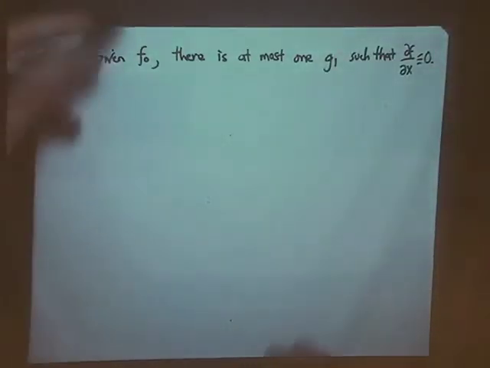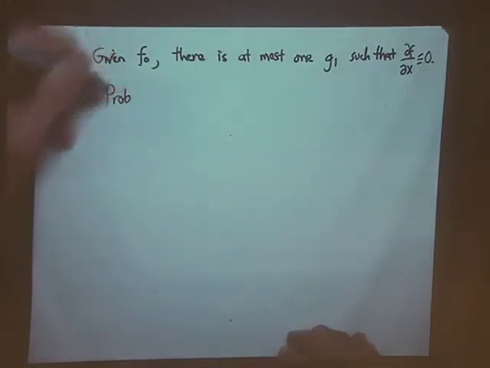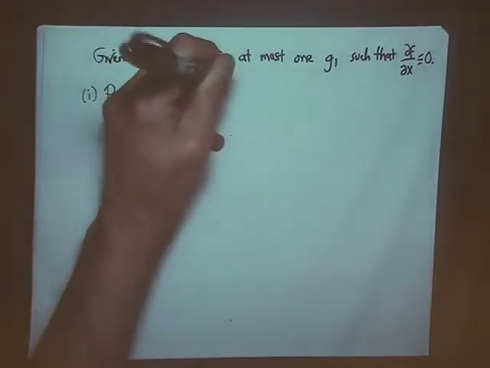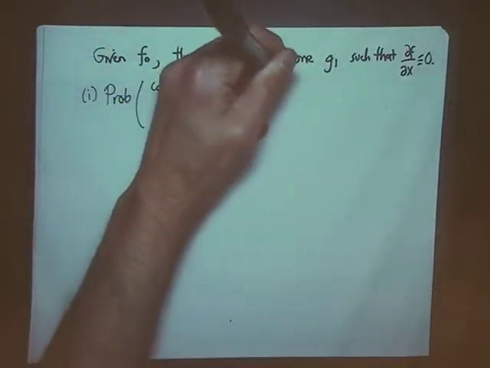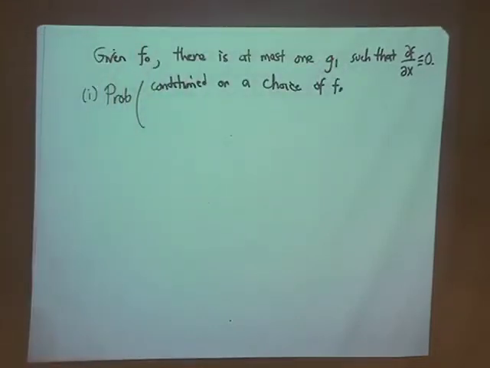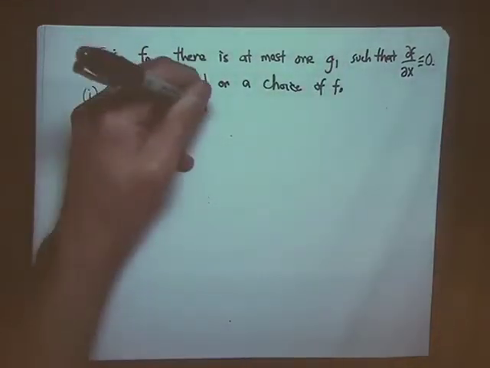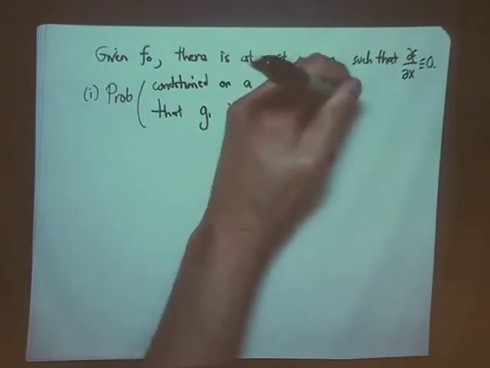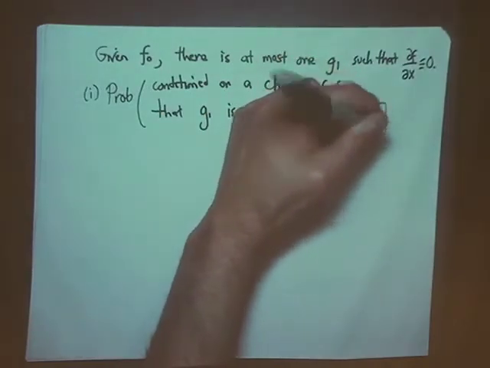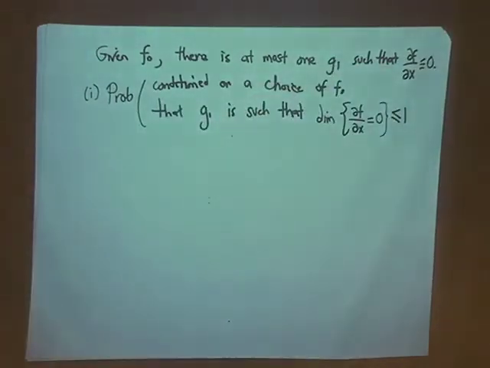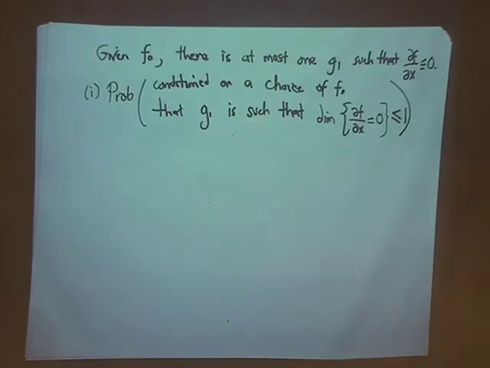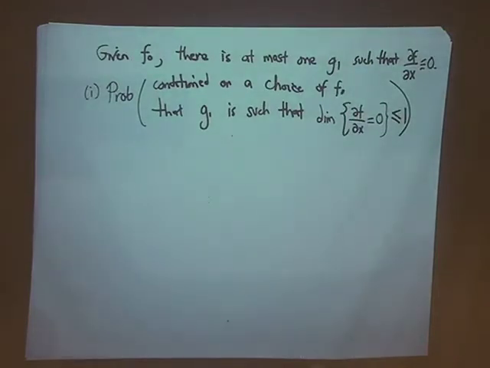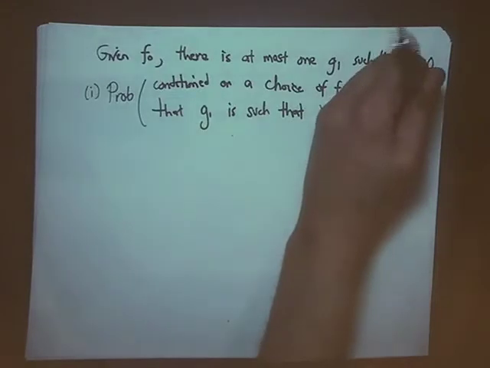And so in terms of probability, this is going to be part one: what's the probability, conditioned on a choice of f0, that the g1 is such that when I impose the vanishing of that partial derivative, this subvariety is actually a curve as opposed to being all of A2? Well, it's pretty good, because it's going to be a curve as long as this partial derivative is not zero, and there's only one bad g1. So it's essentially all of the g1. So this is approximately one.